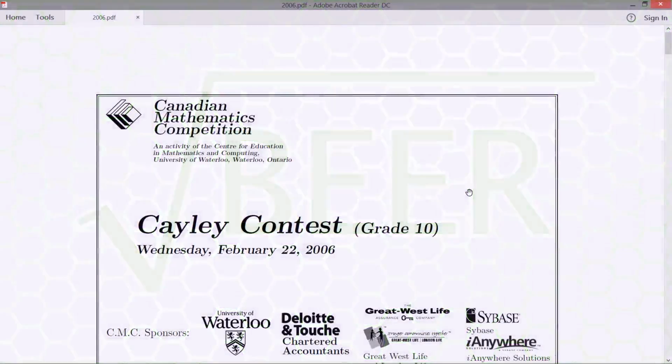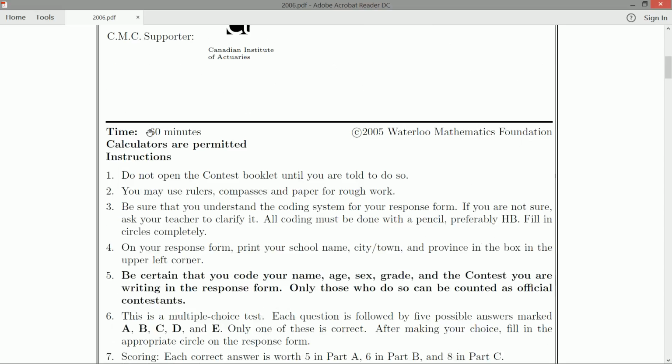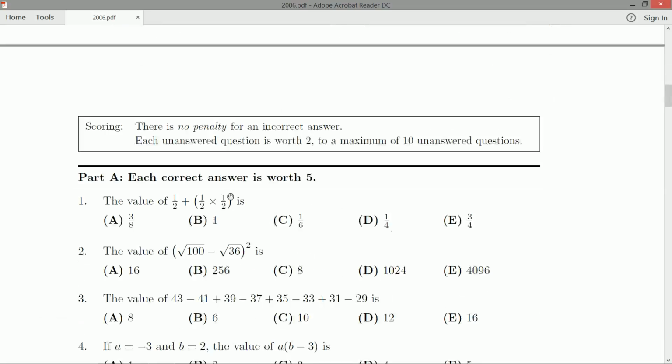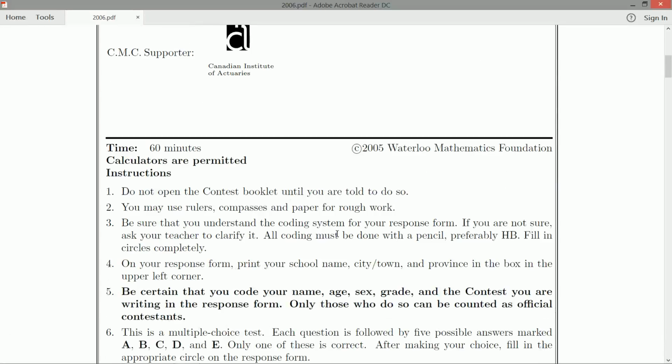Let's take a look at the 2006 Cayley contest. This is the grade 10 multiple choice contest from the CEMC, Center for Education in Mathematics and Computing. If you haven't taken a Cayley before, they're 60 minutes long, calculators are allowed, and they are all multiple choice answers, only one answer correct for each of them.